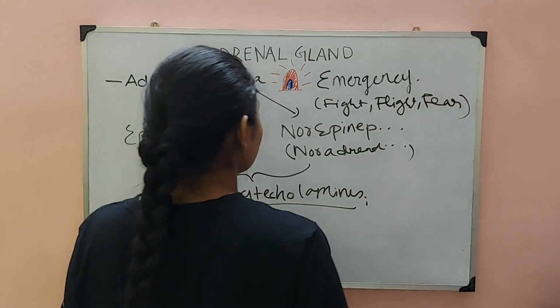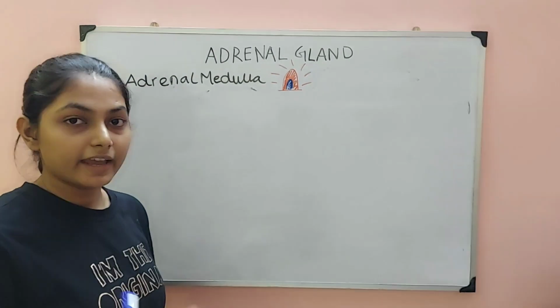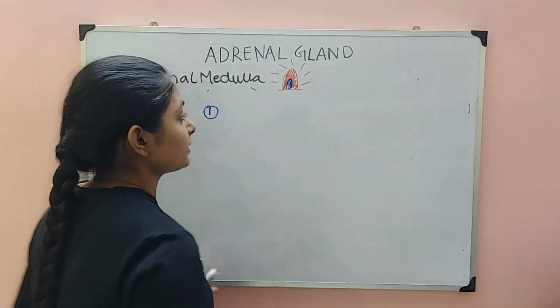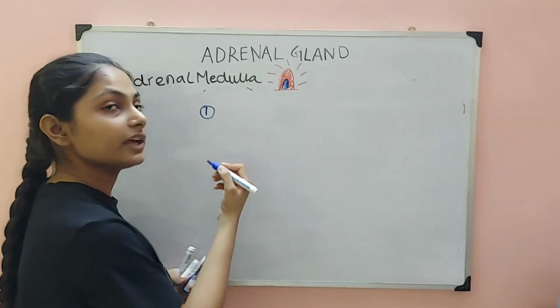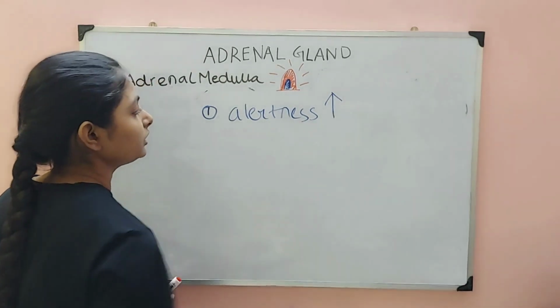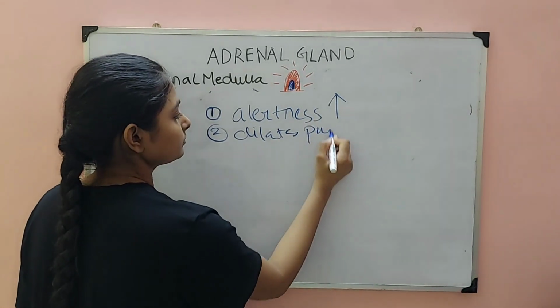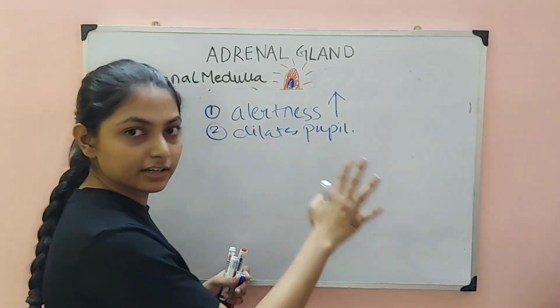Now moving on to the functions. So when you're scared of something, the first thing that happens is your alertness increases. As I told you, this is the emergency hormone. These hormones increase your alertness towards anything. So alertness is at peak. Next, dilates pupil. When you're scared of something, your eyes remain wide open, right? So that's the dilation of your pupil. So the second function is pupil dilation.